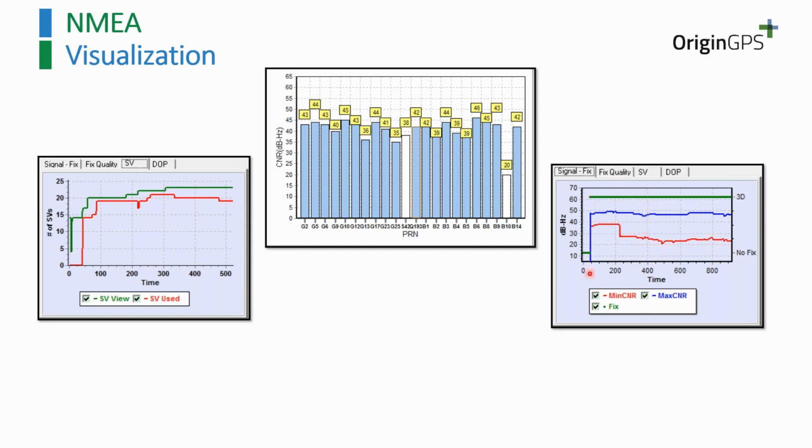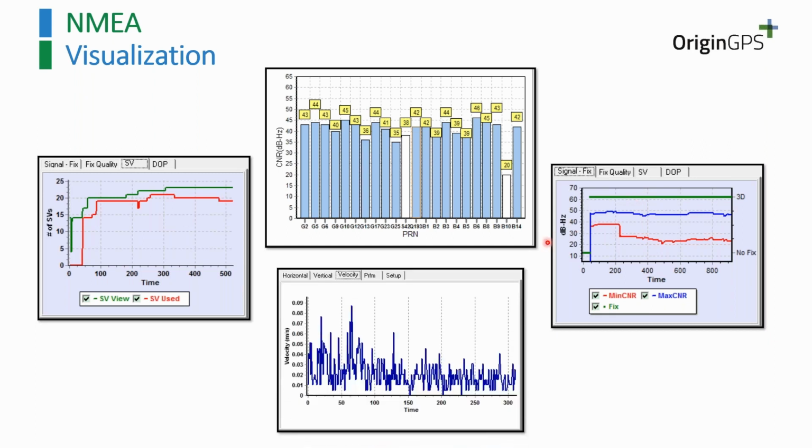And also we can see here the part of the fix. We don't have a fix, and then we have a fix. What does fix mean? That we managed to calculate the location. And the last picture, an example, is the velocity.